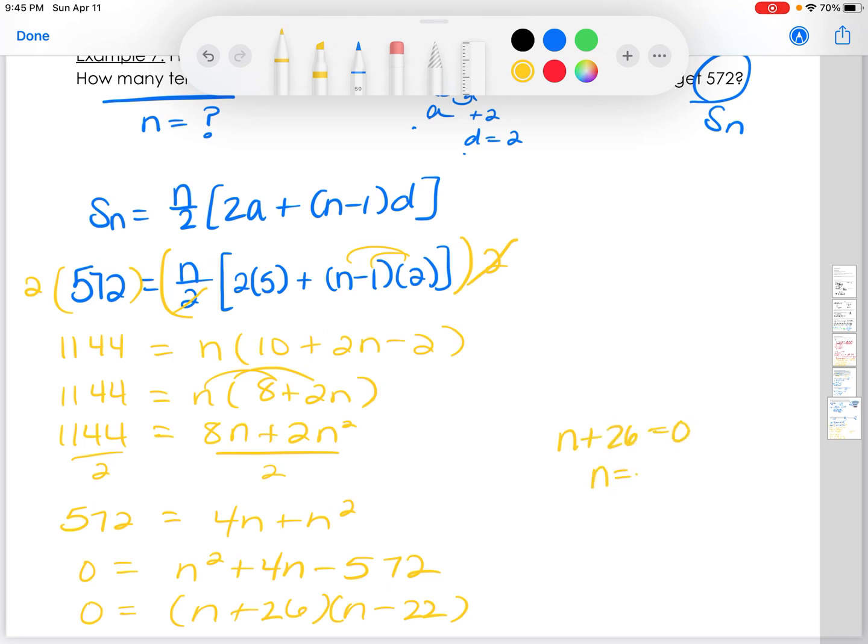That gives us negative 26, which just doesn't make any sense. So N minus 22 equals 0. We're going to get N is 22. So the 22nd partial sum should give us that number. And we can always plug it back in to double check.